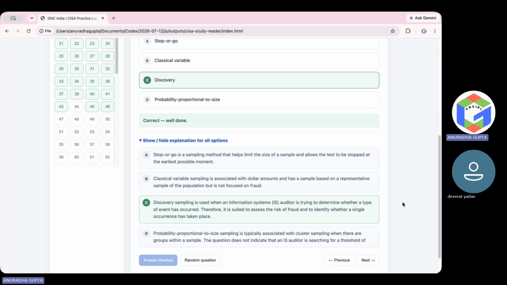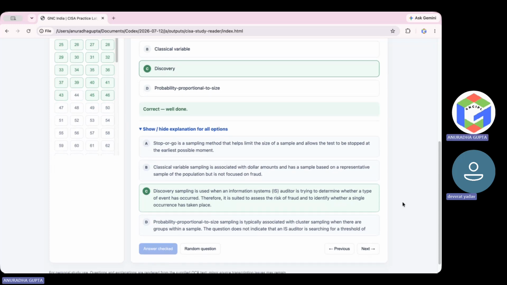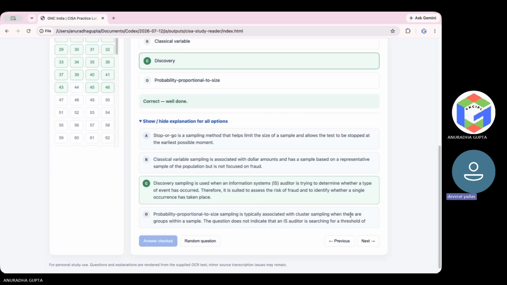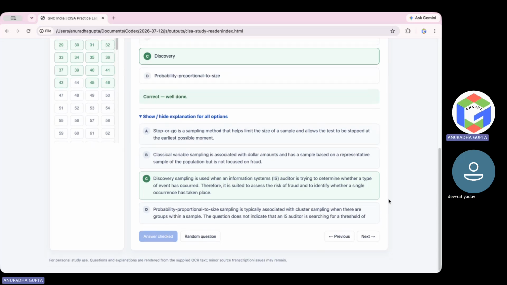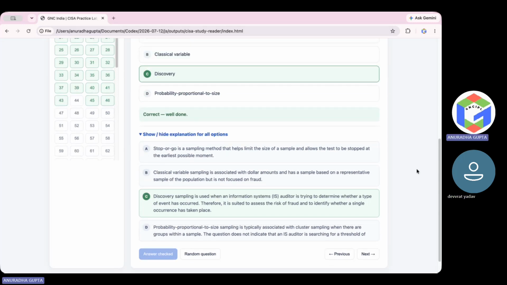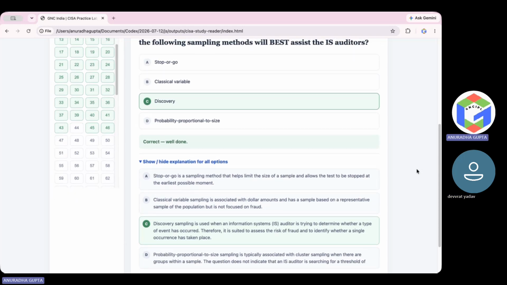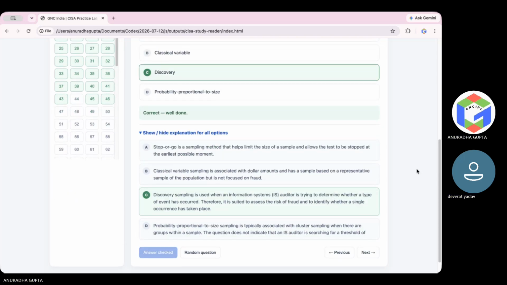And probability proportional to size sampling is typically associated with cluster sampling when there are groups with a sample within a sample. The question does not include that an IS auditor is searching for a threshold, I think it is not properly mentioned. Fine. I should say that you take a screenshot of this. You have taken it, right? Fine. Yes.